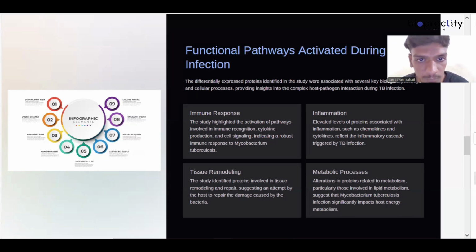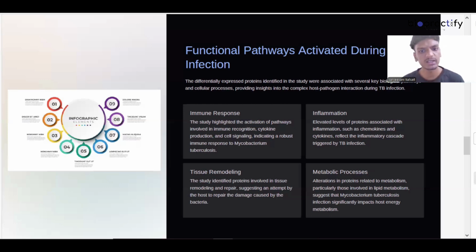First is immune response. The study highlighted the activation of pathways involved in immune recognition, cytokine production, and cell signaling, indicating a robust immune response to Mycobacterium tuberculosis. Next is inflammation. Elevated levels of proteins associated with inflammation, such as chemokines and cytokines, reflect the inflammation cascade triggered by tuberculosis infection.